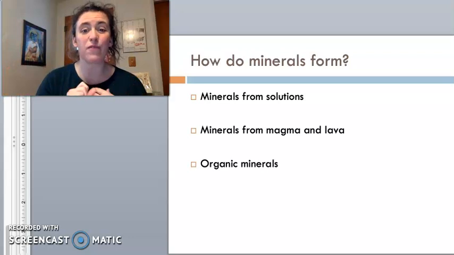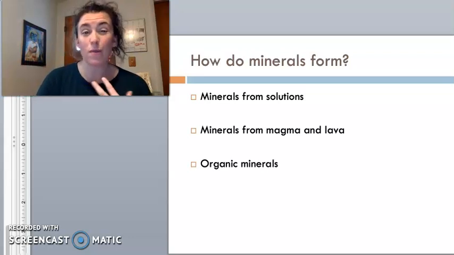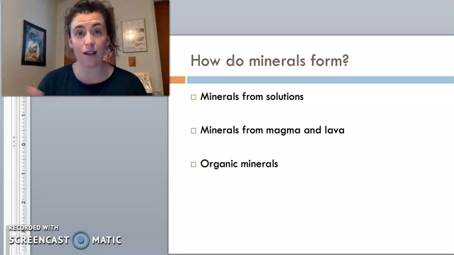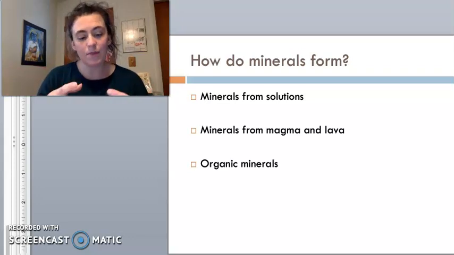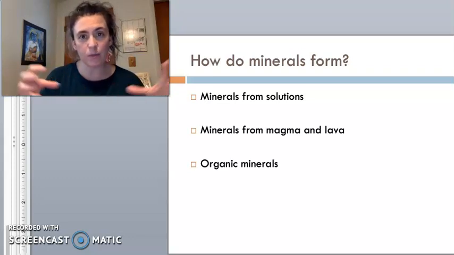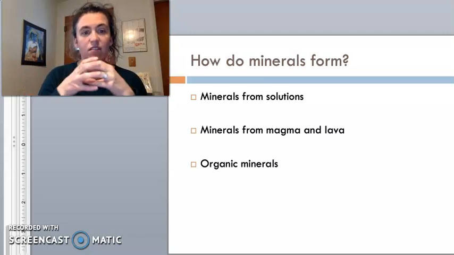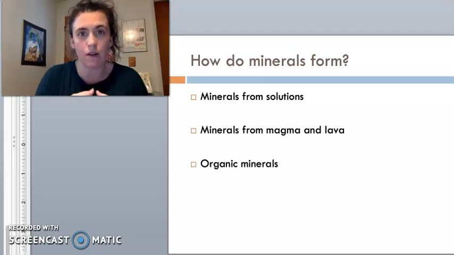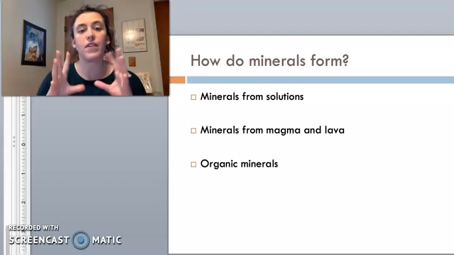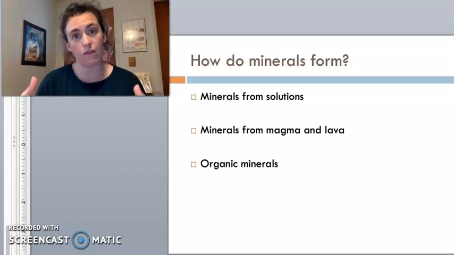Second, they can come from magma and lava. We know that magma and lava is just molten rock. Well, when it starts to cool, sometimes those minerals will start to precipitate out by themselves, and you get this conglomeration, a big old chunk of mineral within a rock that hardens from cooled magma and lava.